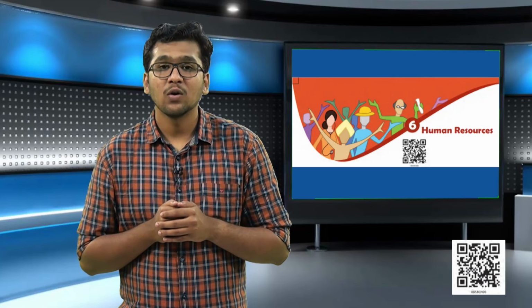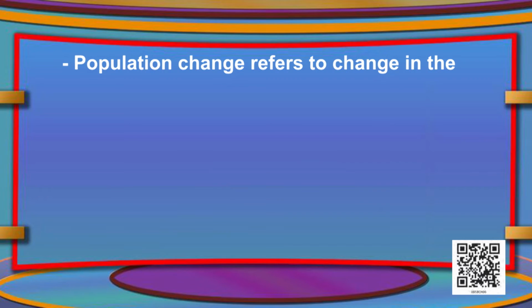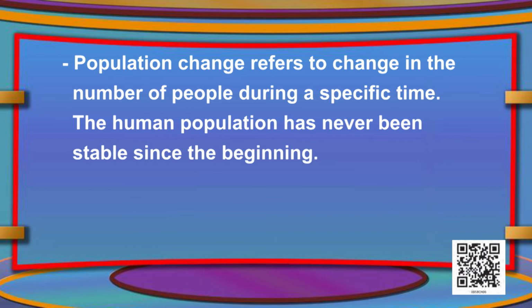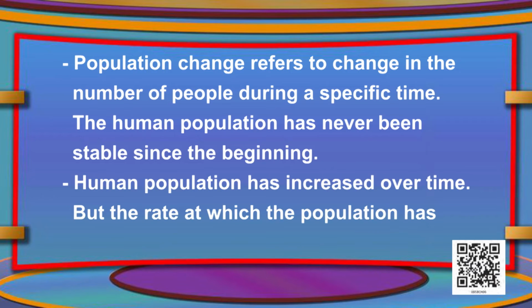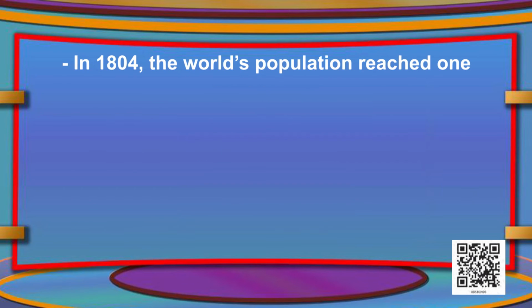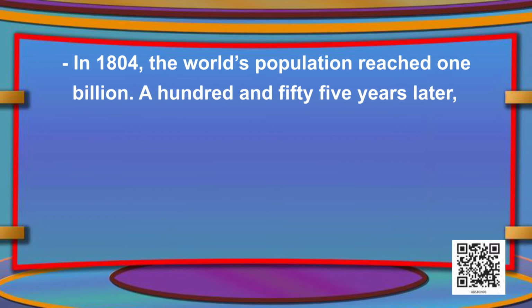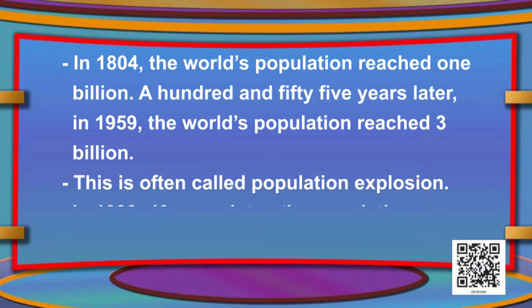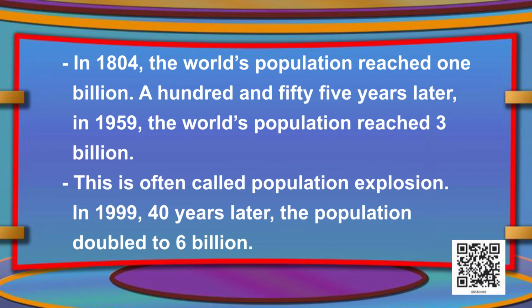Dear students, that brings us to the end of this chapter. Let us recall what we have learned. Population change refers to the change in the number of people during a specific time. The human population has never been stable since the beginning. Human population has increased over time, but the rate at which the population has grown varied from time to time. In 1804, the world's population reached 1 billion. In 1959, the world's population reached 3 billion. In 1999, the population doubled to 6 billion. This is called population explosion.